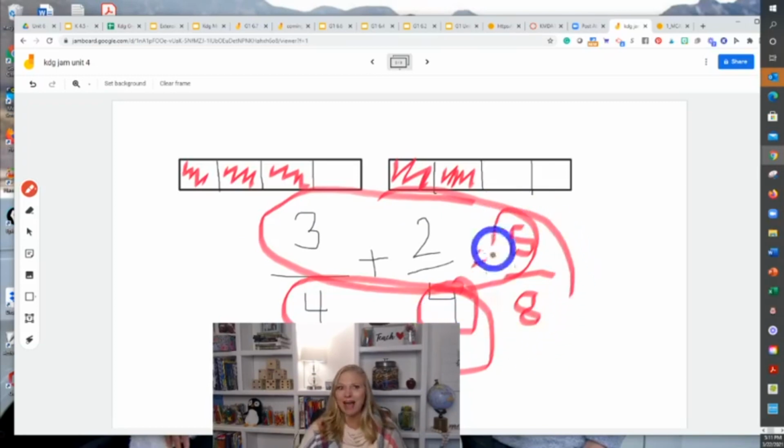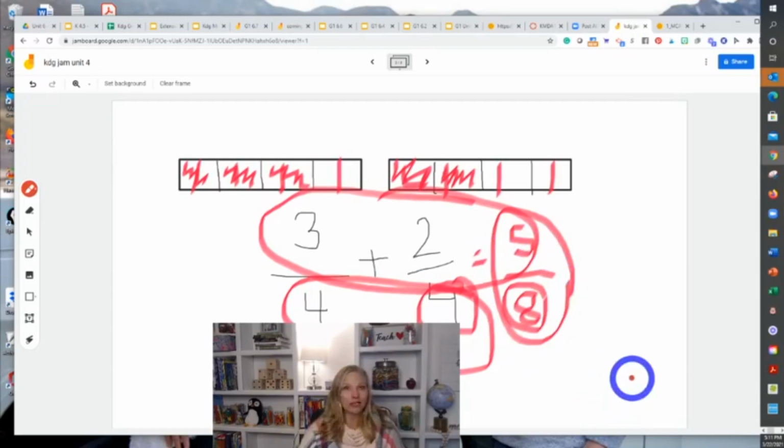So the answer is not 5/8 because if it was 5/8, we would have also changed the size of the pieces. We would have gotten more pieces inside of each whole. That's not what happened. We didn't get more pieces. We did not change the size of the piece. We just got more of them. So that's why the answer is not 5/8.